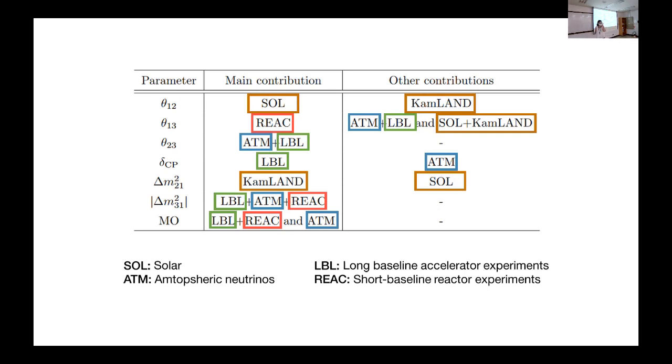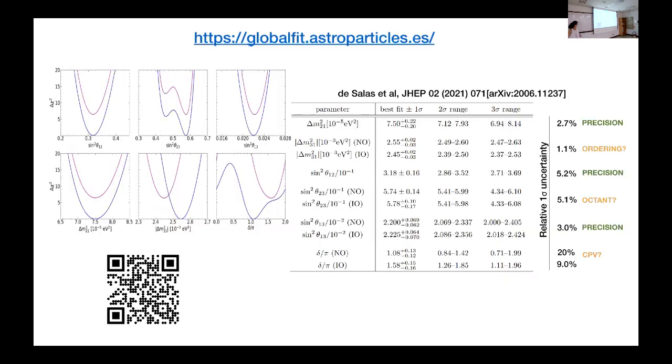Okay, Liliana, did you have a question? Yeah, I was just wondering if you could explain the behavior of the sine squared theta 23, because it has like a minima. Theta 23? Yeah. Because theta 23 is around maximal mixing, around pi over 4.